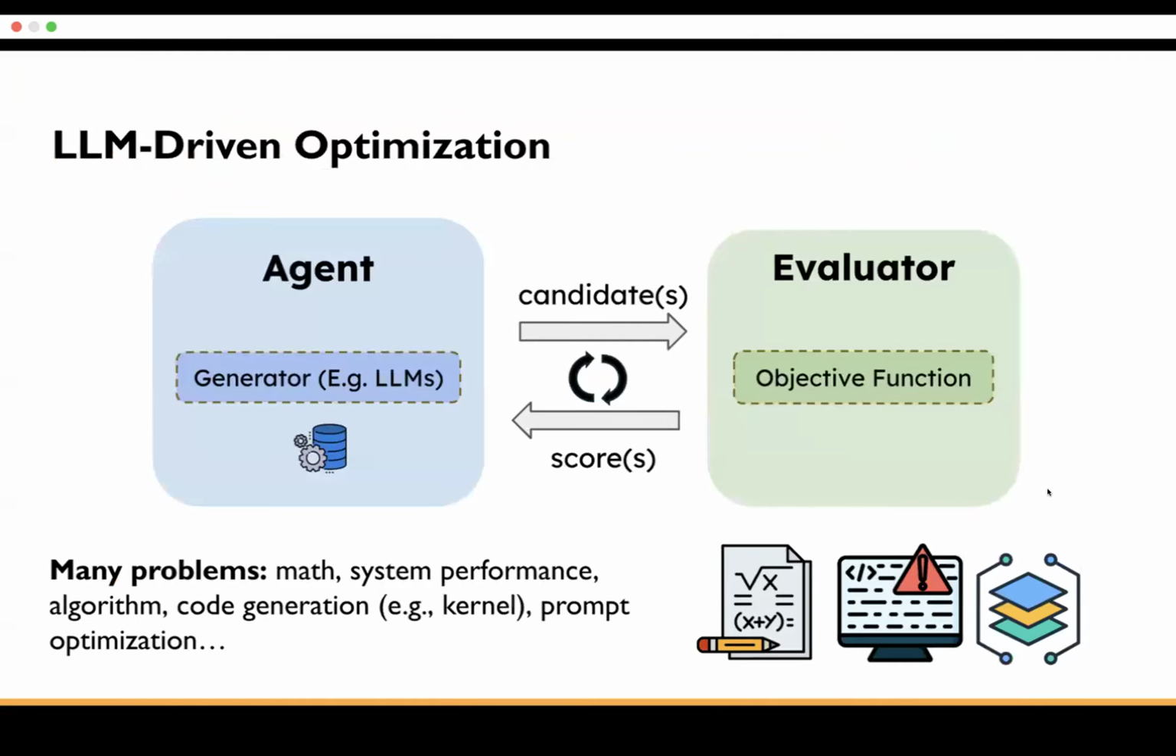So LLM-driven optimization has been around for a while. Basically, in that setup, you have some sort of agents as the generator, generating candidate solutions to be evaluated. There are many problems that people are focusing on right now, let's say math problems, system performance optimization problems, algorithm code generation like kernels, and prompt optimization, etc.